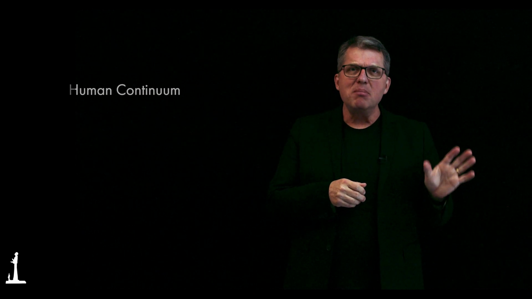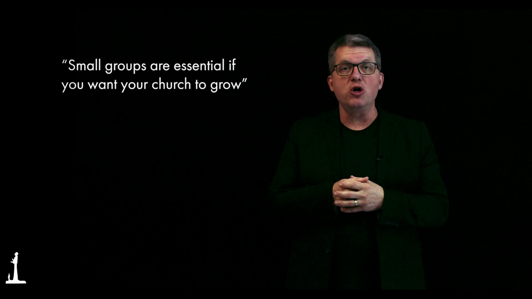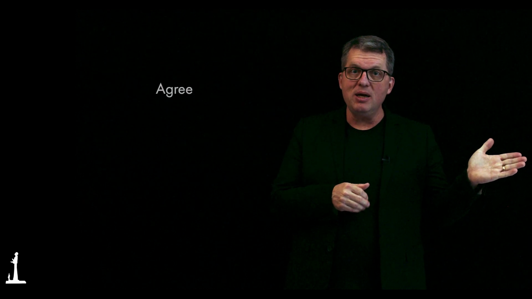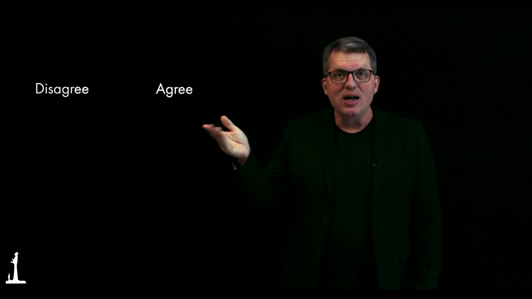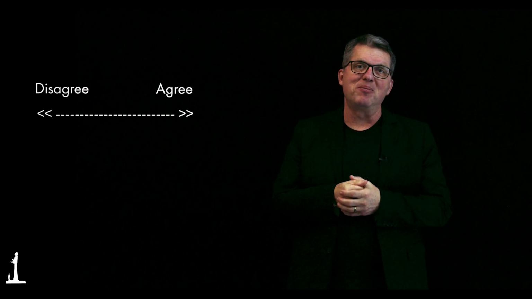Another way to enable people to identify their values is by using a human continuum. This can be done on a page, but it's more fun to get people moving as they're able in your room or space. You can have a few value statements ready. Suggest the first one, say, small groups are essential if you want your church to grow. Indicate that one side of the room is agree, the other side disagree, and have people move to the side of the room that coincides with their answer.